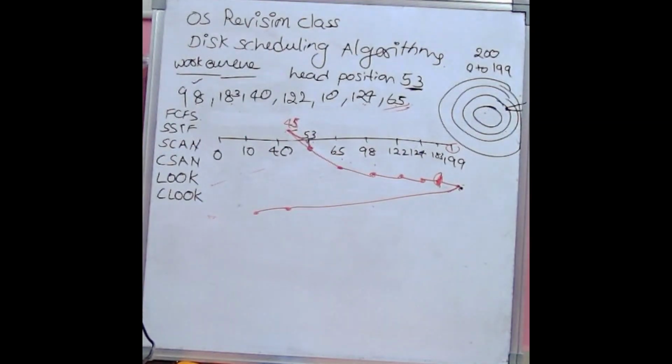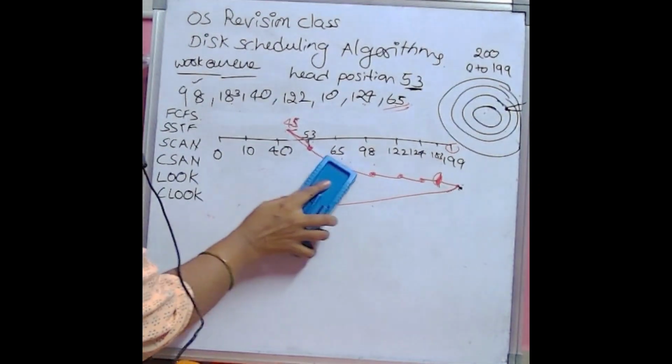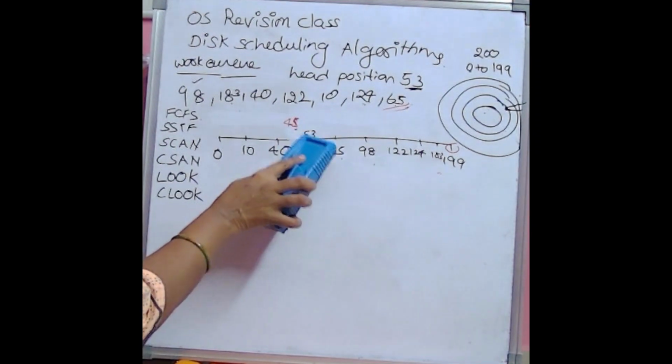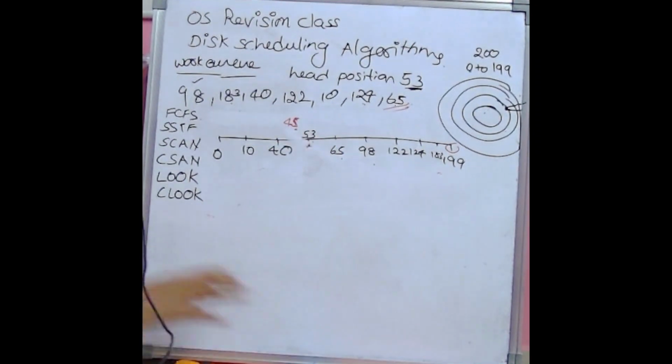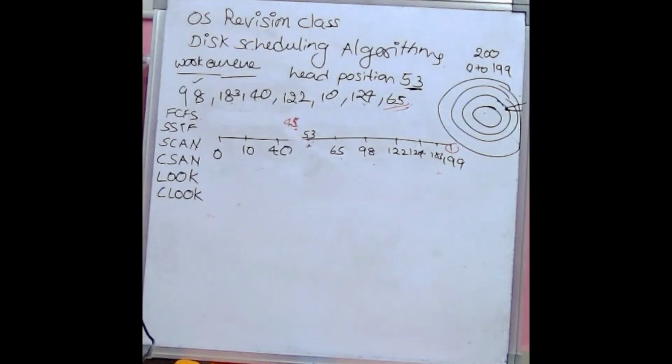Clear, ma'am, this one, SCAN? Yes, ma'am. Okay, so these are the things they will give you the information about the direction. If they are not specifying any direction, you can take one and continue with that. This is about SCAN. You can calculate the number of cylinders traveled as the difference between all the head positions.